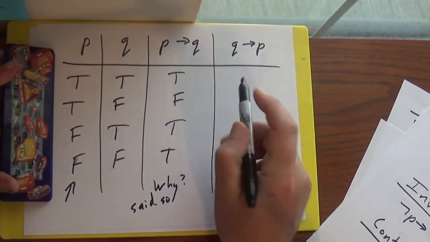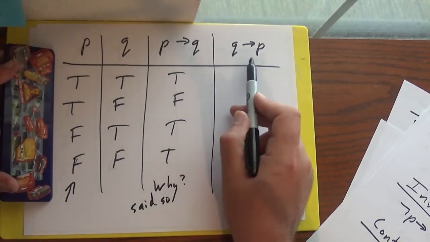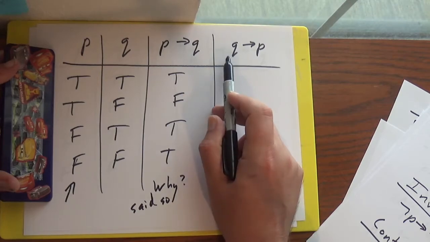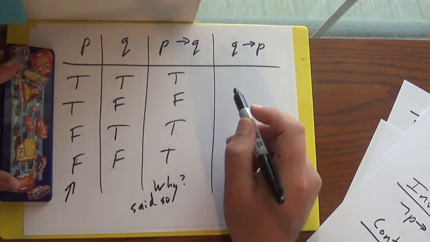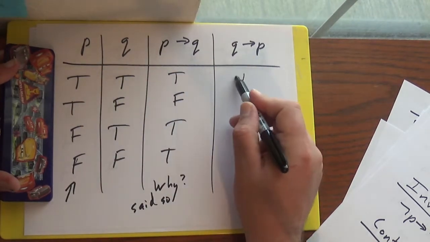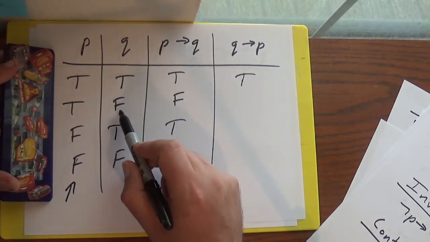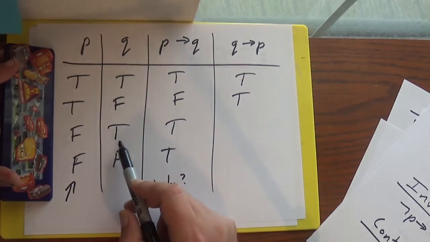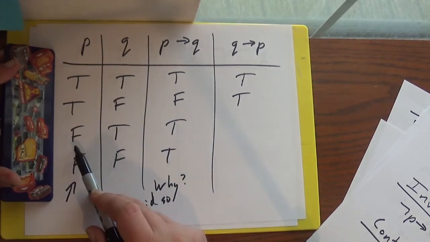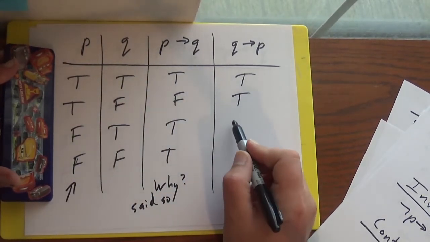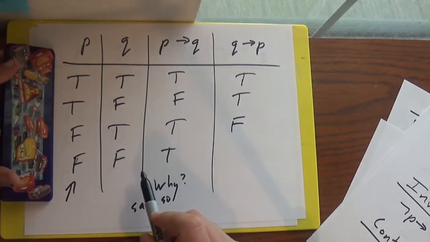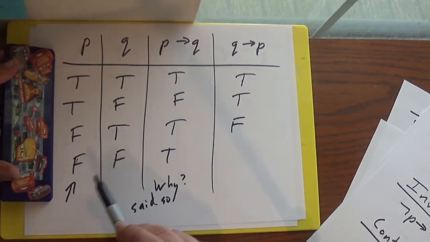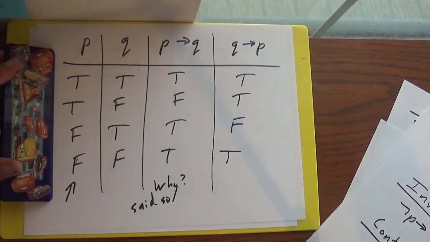Alright, now for this one, we've got it flipped. So this would be the converse. Q, if Q, then P. So they're both true, so it's true. This one, Q is false, so it doesn't actually matter what P is. This one, Q is true, but that one's false. So that's going to be false. And in this case, Q is false, so it doesn't matter what P is. It's true.